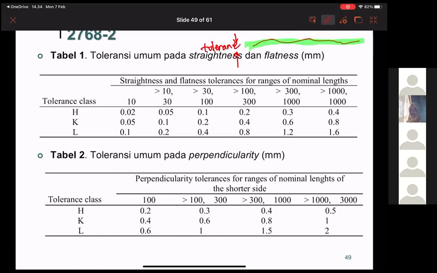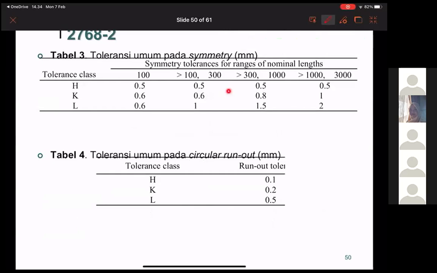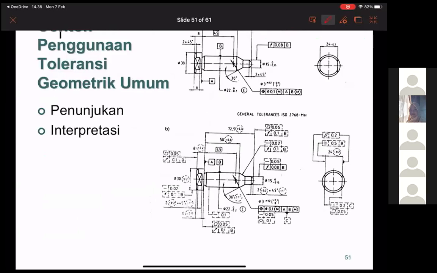Okay, so your tolerance depends on what class and also the nominal length. The machinists will know how they can apply the tolerance based on this ISO. This is also similar with perpendicularity, and then there's also tolerance for symmetry, circular runout, and so on.